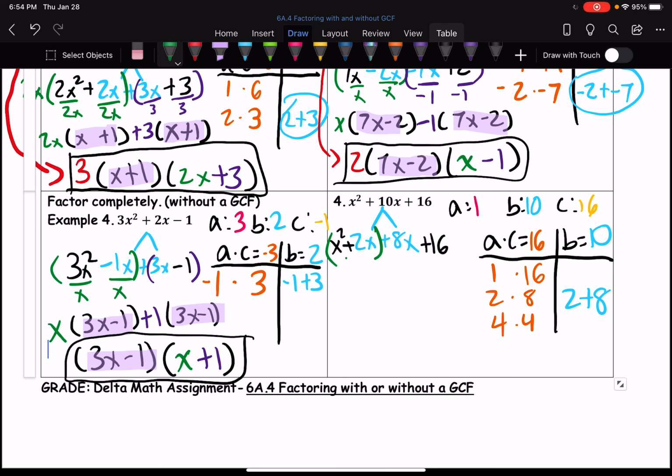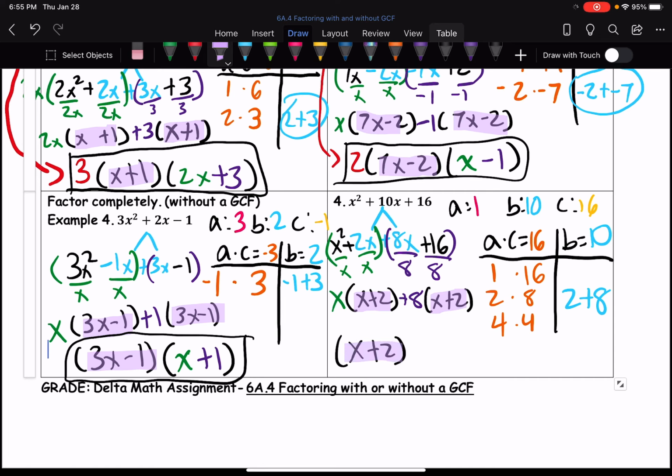So x squared plus 2x, I'm going to divide by x in both terms. So I've got x plus 2 factored out there. And then if I look at my second grouping, I got 8x plus 16. Our greatest common factor is 8 here. 8x divided by 8 is x. 16 divided by 8 is 2. They both share this greatest common factor of x plus 2. So our factored form is going to be x plus 2 multiplied by x plus 8.